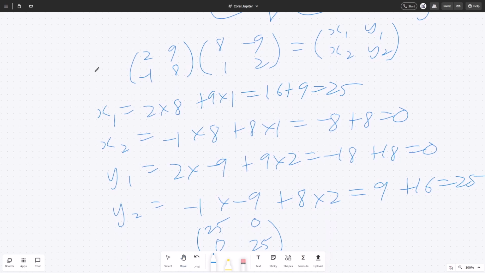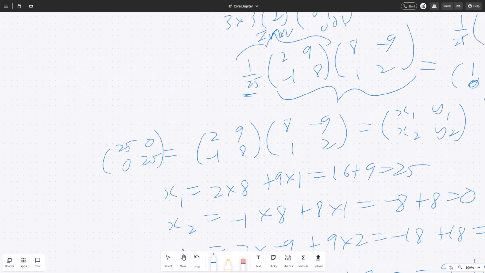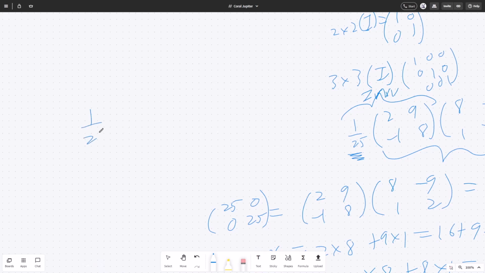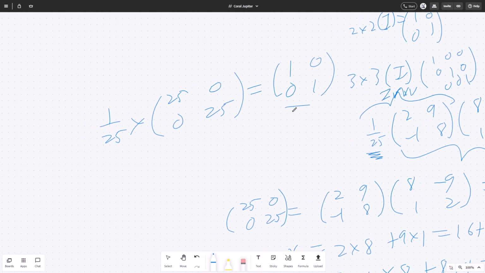Now, this is equal to 25, 0, 0, 25, and remember we have to add in this portion here, so just to complete the multiplication of the original matrix by the inverse matrix to get the identity matrix, we finally have to multiply 1 over 25 by 25, 0, 0, 25, and that's just a scalar multiplication, so we get our identity matrix, 1, 0, 0, 1. Okay, we have our identity matrix.